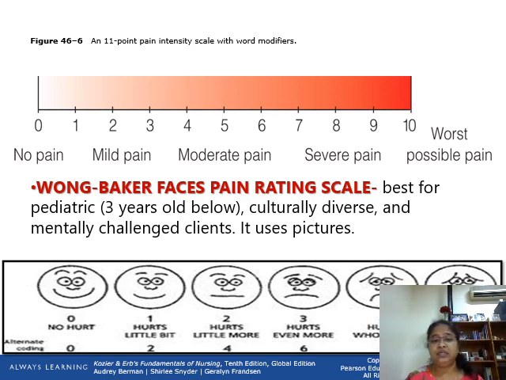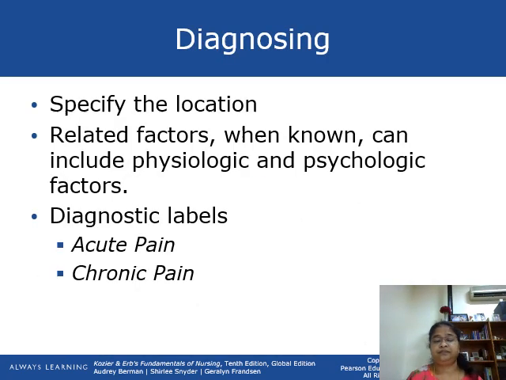Okay, see, you see the face, the baby is smiling, that means no pain. Okay, when it comes to 3, hurts even more, you can see the face like this. Okay, the pain is 6. If you see in picture 10, the pain is 10, where you see the baby is crying. Okay, so we decide the pain with the help of the pictures. Even mentally challenged people also, we can use this scale.